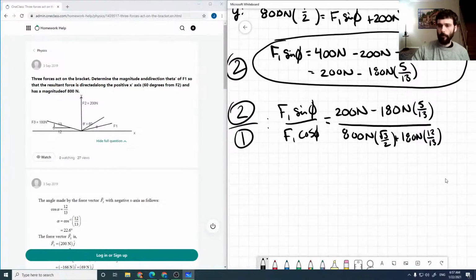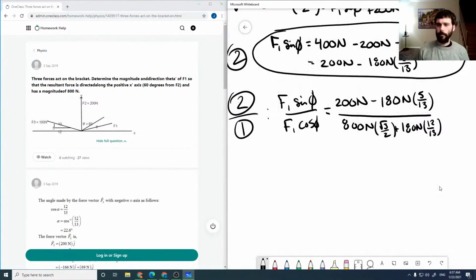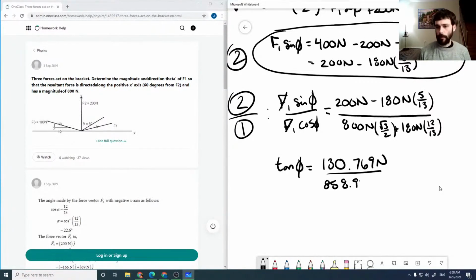Now I actually need to do some of this. But first, let's cancel out these F1s. Sine phi over cos phi is tan phi. And now, if I work this out on my calculator, the numerator here gives me 130.769 newtons, and the denominator becomes 858.974, which gives me a phi of 8.656 degrees.